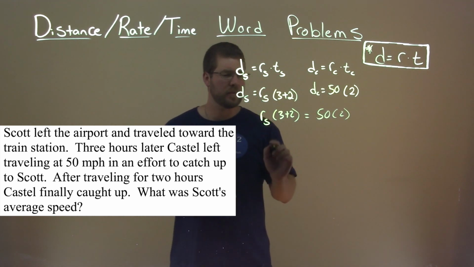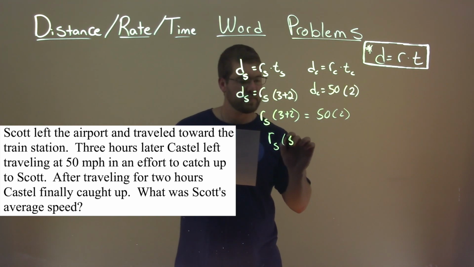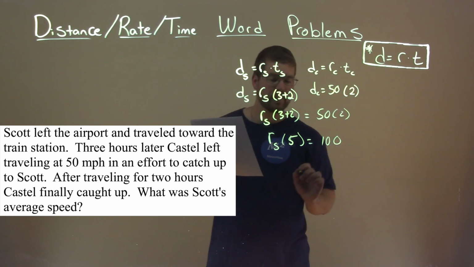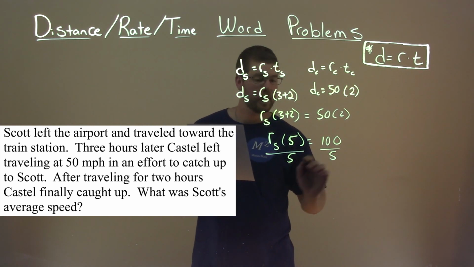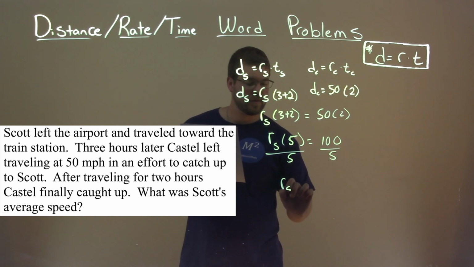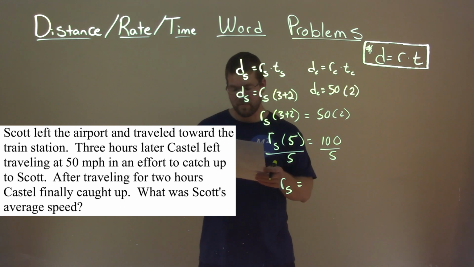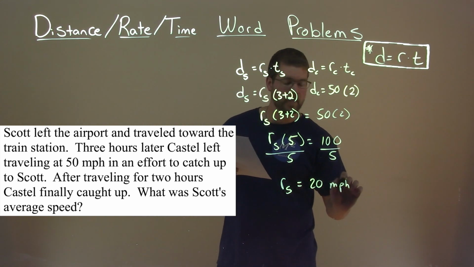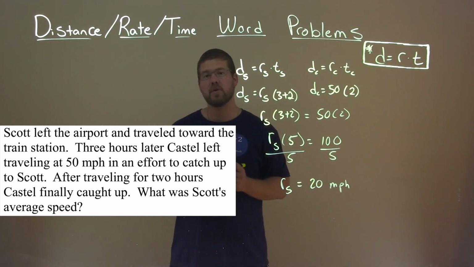Let's simplify this a little. We have rate of Scott times 3 plus 2, which is 5, and 50 times 2 is 100. To get the rate of Scott by itself, we divide both sides by 5. And then we have R of S, not Castile, but Scott, by itself. 100 divided by 5 is 20, and our units here are miles per hour. And so Scott's average speed was 20 miles per hour.